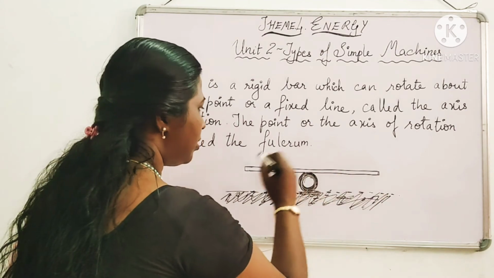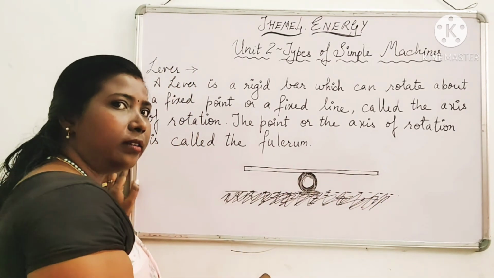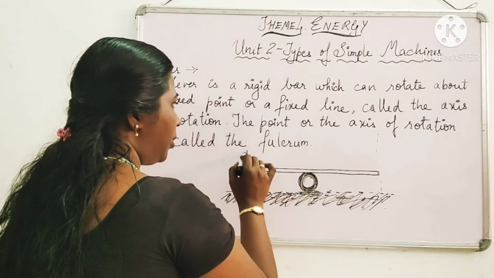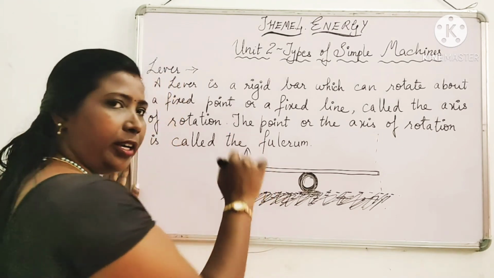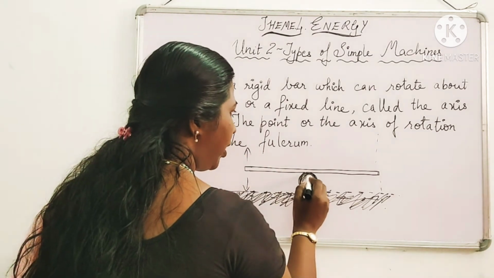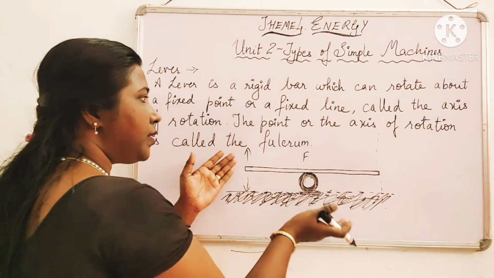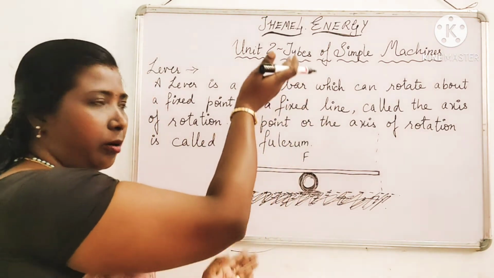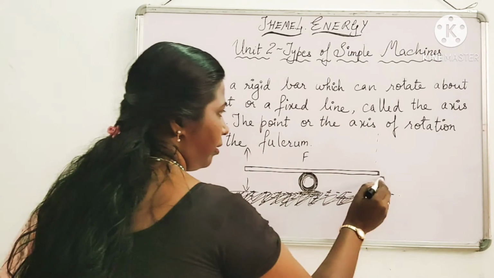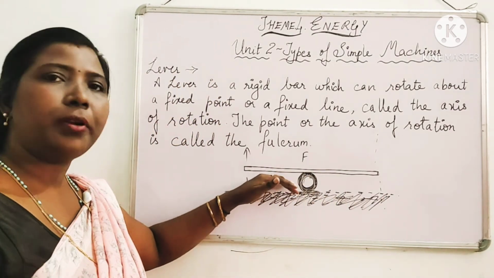The students sit at the right and left parts of the seesaw, and it goes up and comes down. The same thing happens here, it goes up and down. This fixed point is called a fulcrum. This is how the seesaw moves up and down. This is a rigid bar, and it is a good example of a lever.